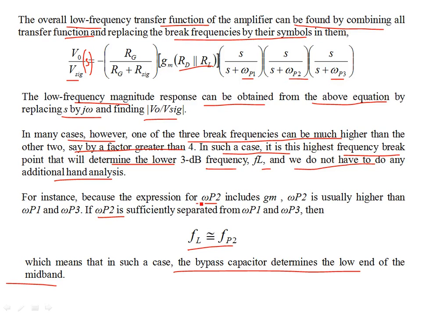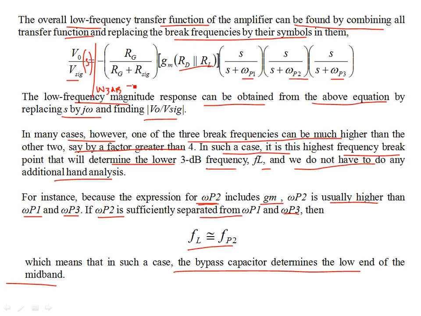You see omega P2 is greater than both omega P1 and P3 because it includes the transconductance gain GM. So if omega P2 is sufficiently separated from P1 and P3, then the 3 dB frequency of the overall response will be determined by the bypass capacitor at the source.